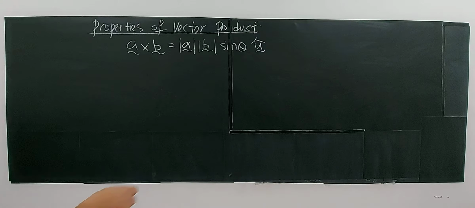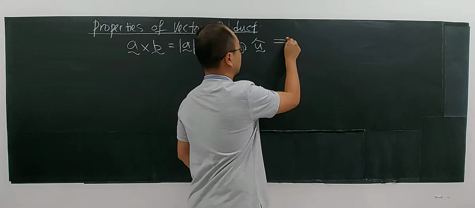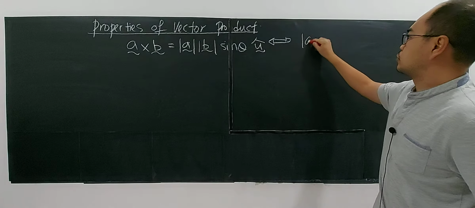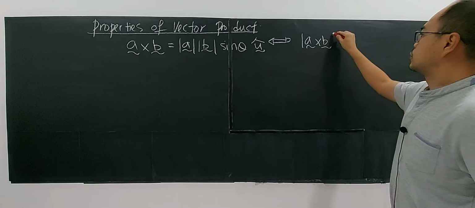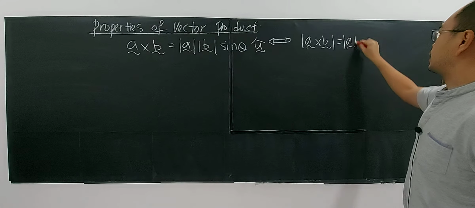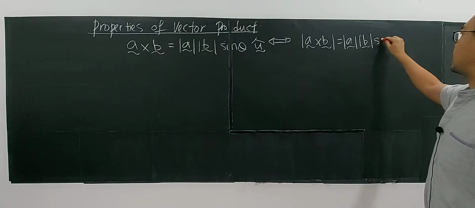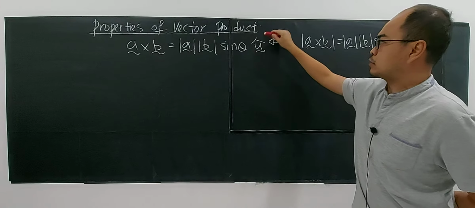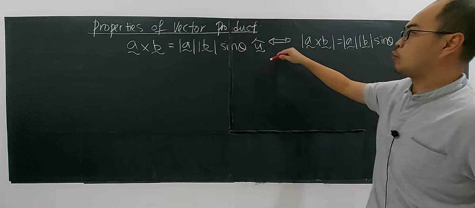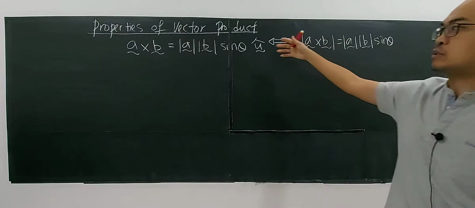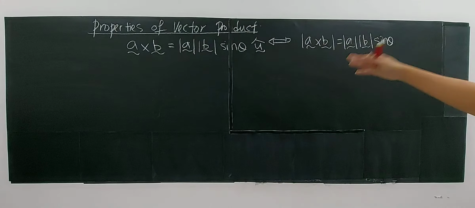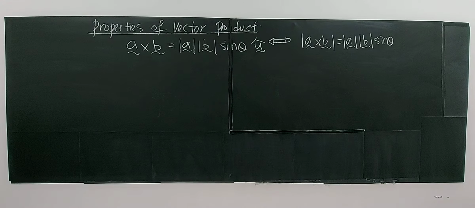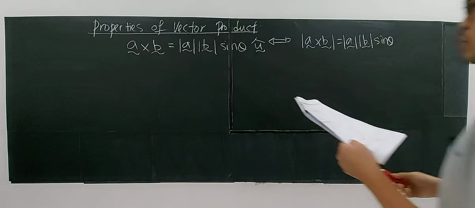Since all the other factors are scalar, there must be a vector to support this definition. This vector product, you can rewrite in the form of magnitude: magnitude of A, magnitude of B, sine theta, and definitely the magnitude of the unit vector gives you 1. That's why I never write anything there, because it's already 1 when we want to calculate the magnitude of A cross B.